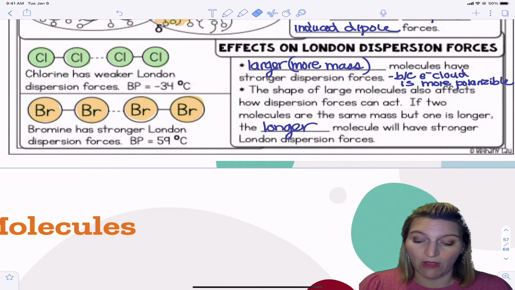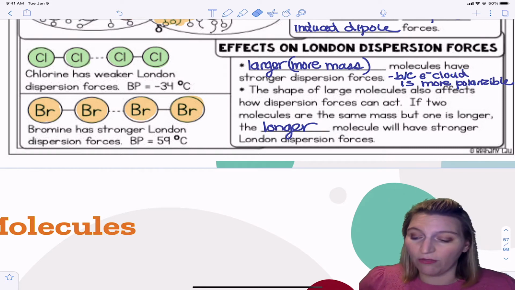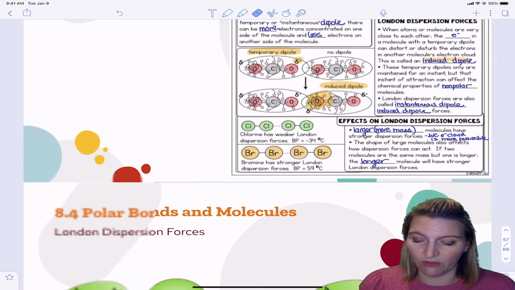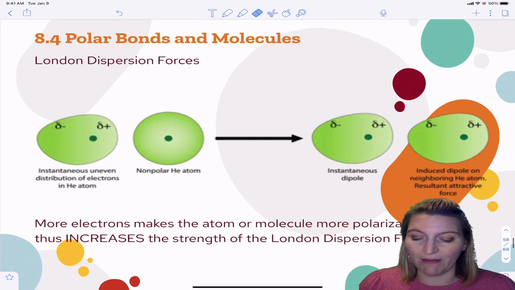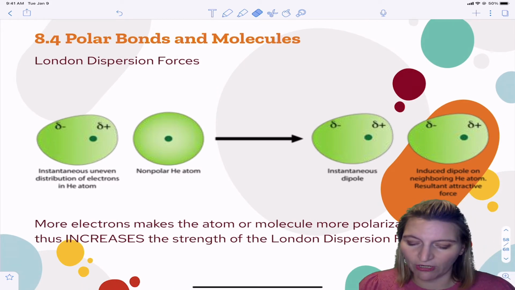It makes it so that bromine is actually a liquid at room temperature, while chlorine is a gas at room temperature. So again, although these London dispersion forces are thought of as quite weak, they can actually make a big difference.